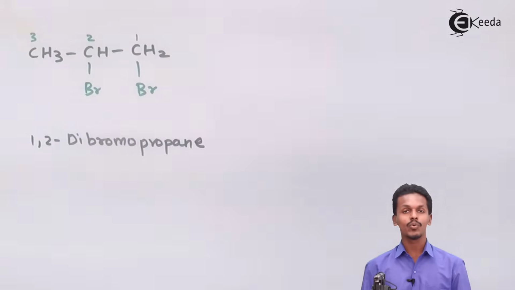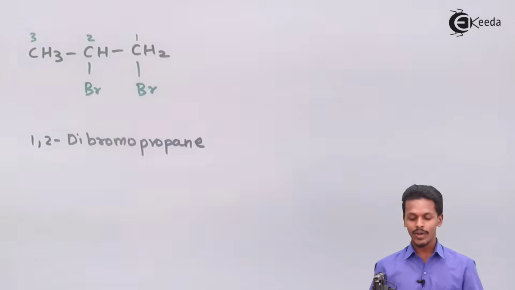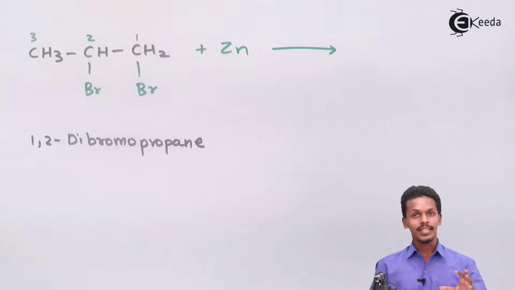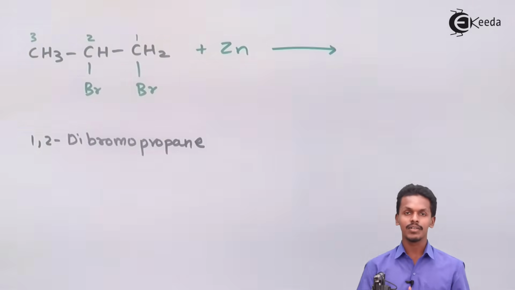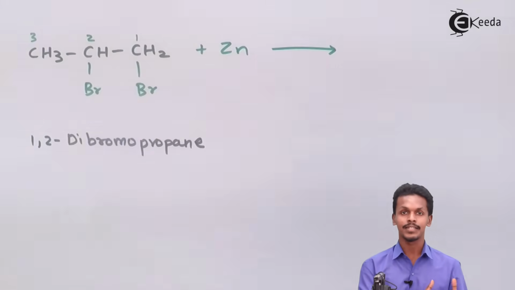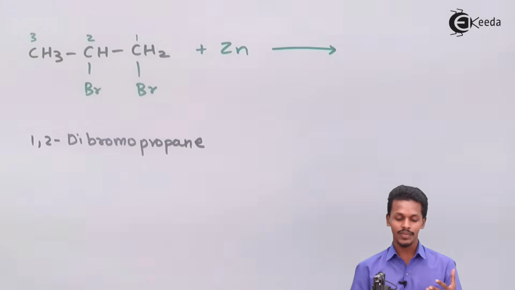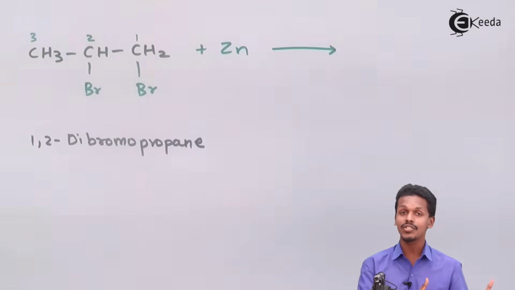And in this case, we have to convert this into an alkene. Only one thing is required, that is zinc, in this process. And that is what we did in our lecture, where we converted an alcohol to an alkene, and an alkyl halide to an alkene. So different conditions and different reagents are required.